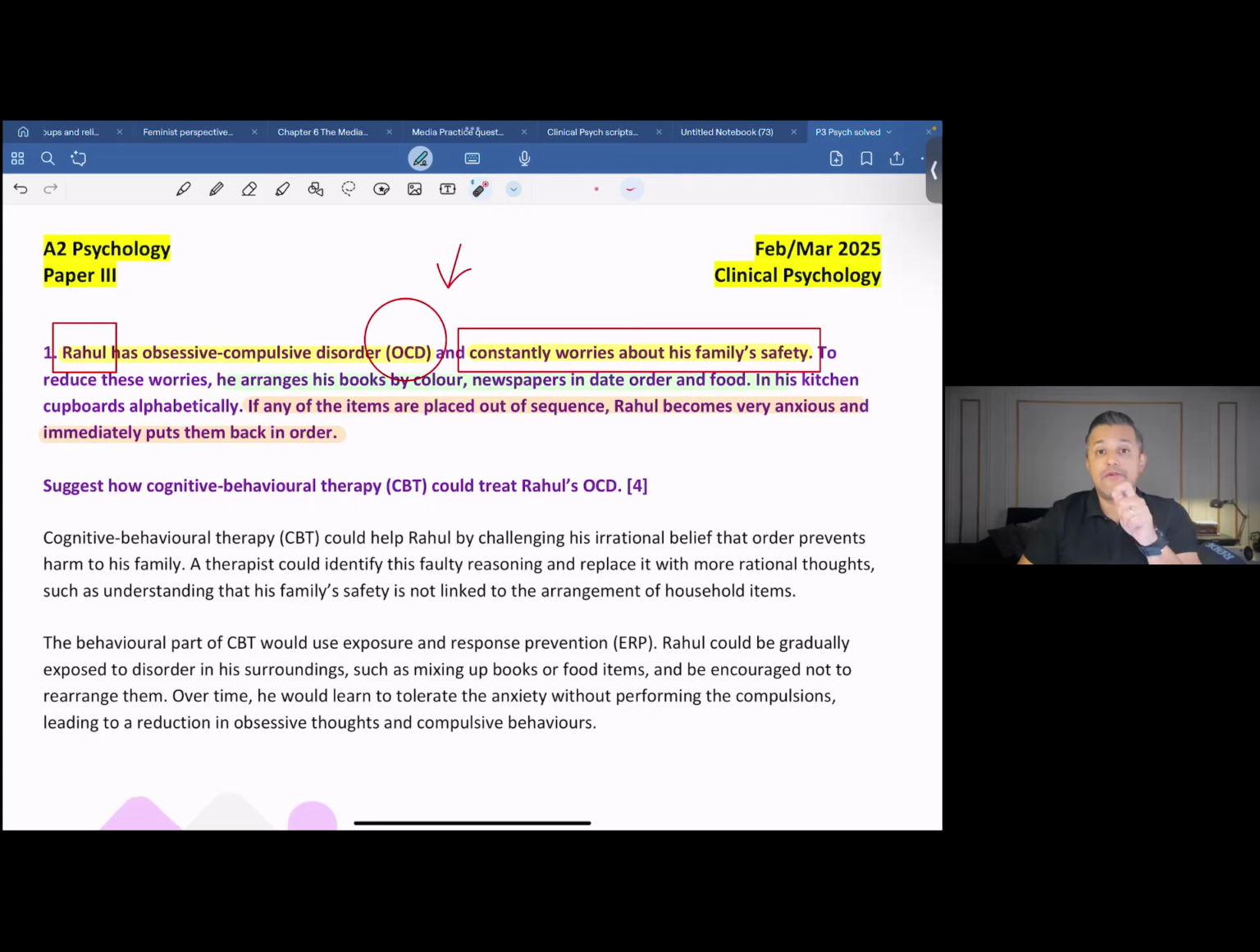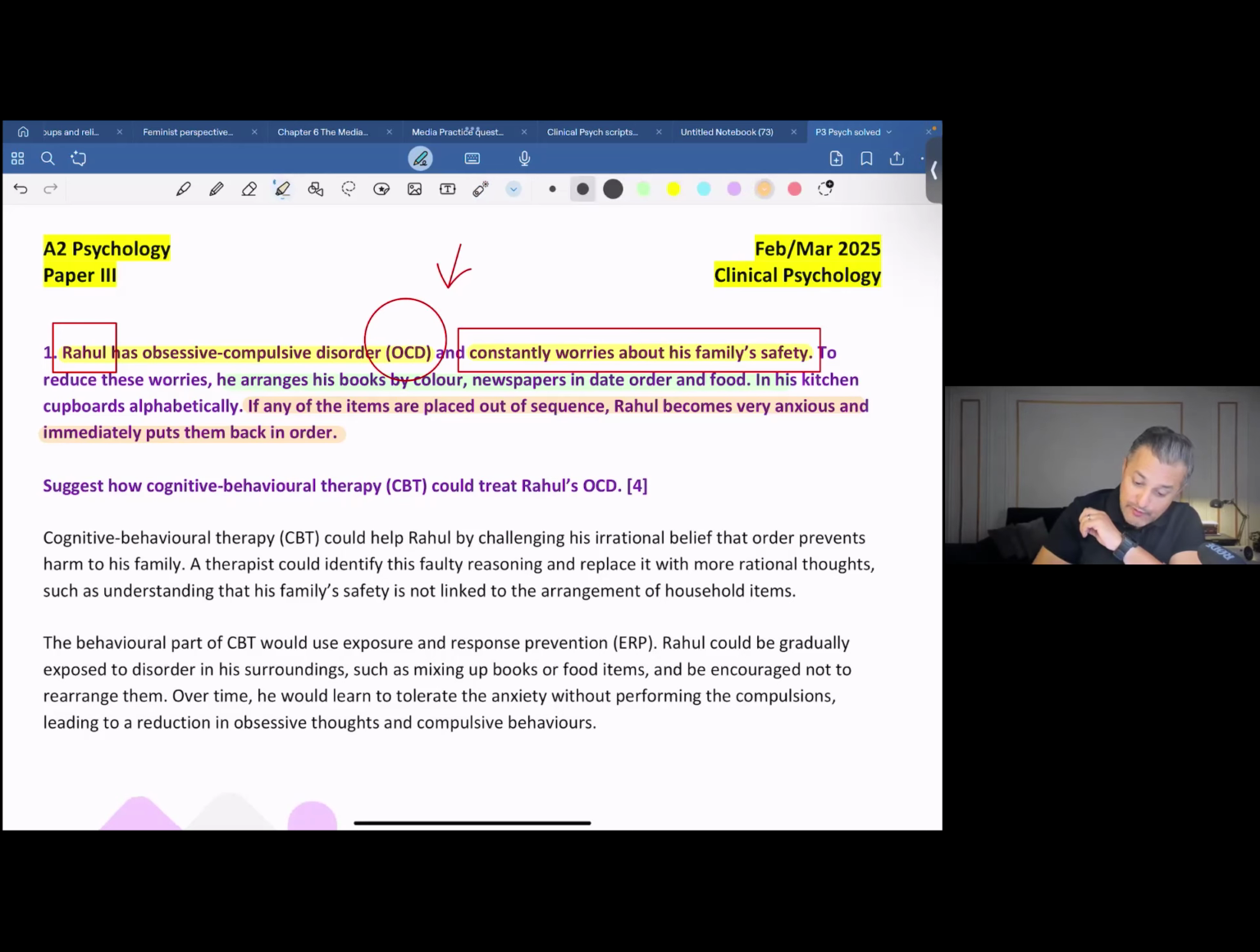So if there is anything that is out of sequence, this gentleman Rahul starts feeling anxious, and he would immediately put everything back in order so that he feels safe, so that he does not have to risk his family's safety. Now, taking this side, I'm sure you're understanding it by now as well, that the obsessions and compulsions did not go in line, did not align.